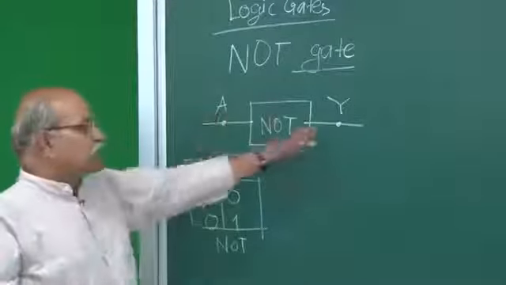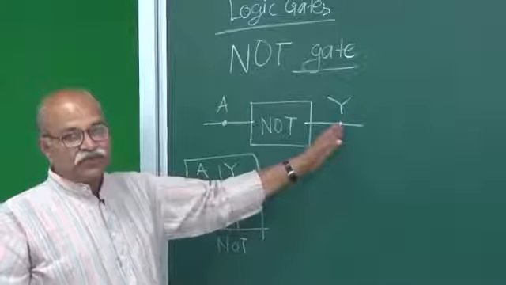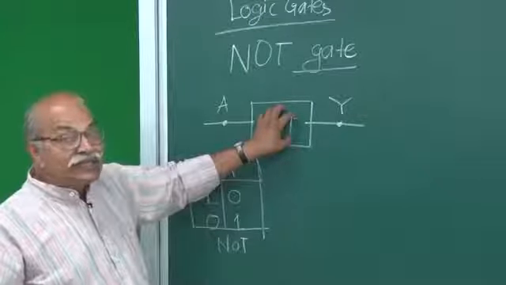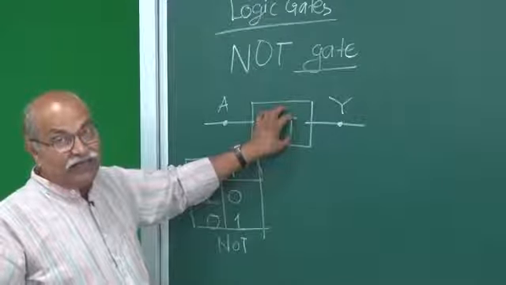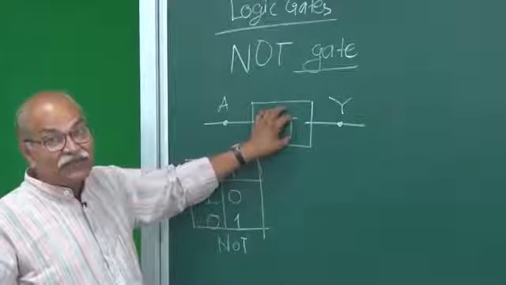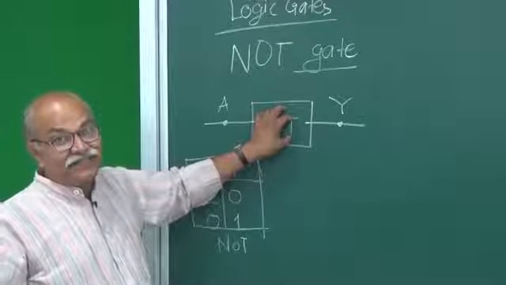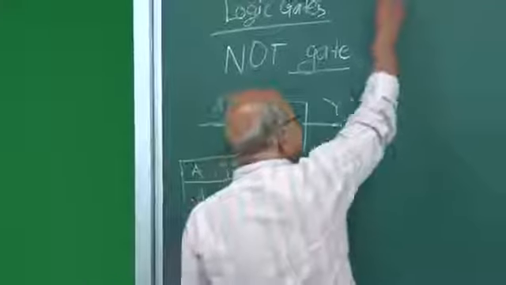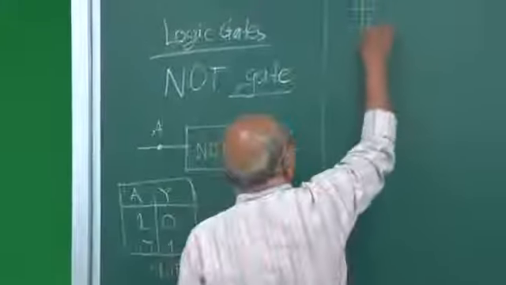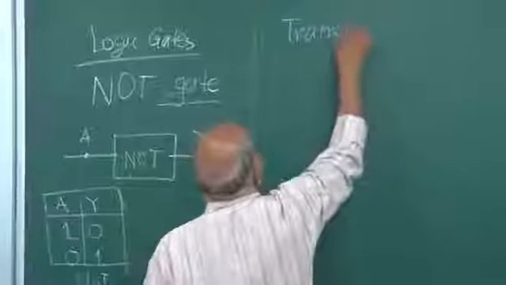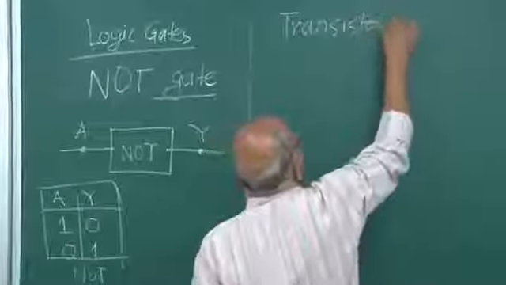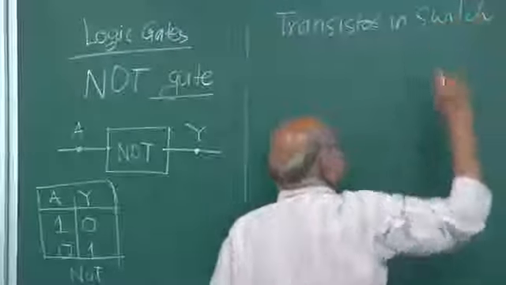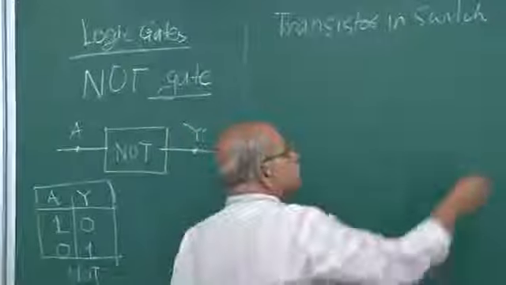So if this is 1, this should be 0. If this is 0, this should be 1. That kind of circuit is known as NOT gate. And you must remember, we have already discussed this kind of circuit. And it's nothing but a transistor in switch mode. Okay, a transistor in switch mode.